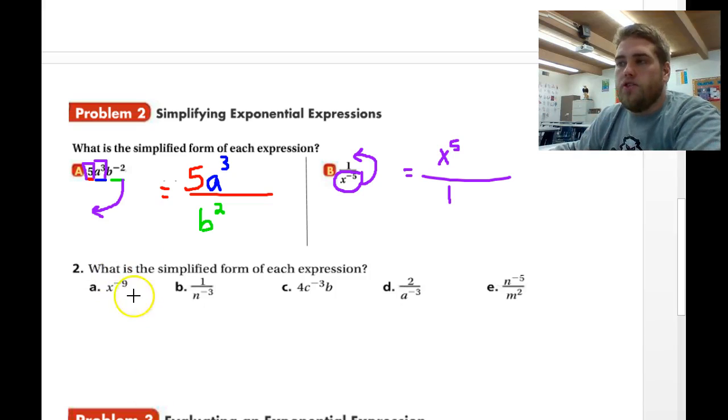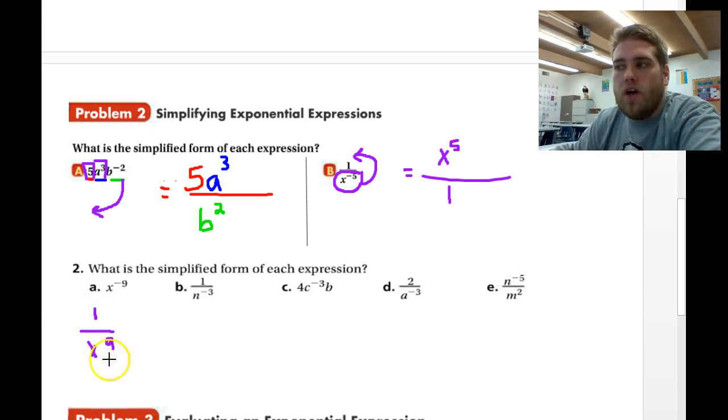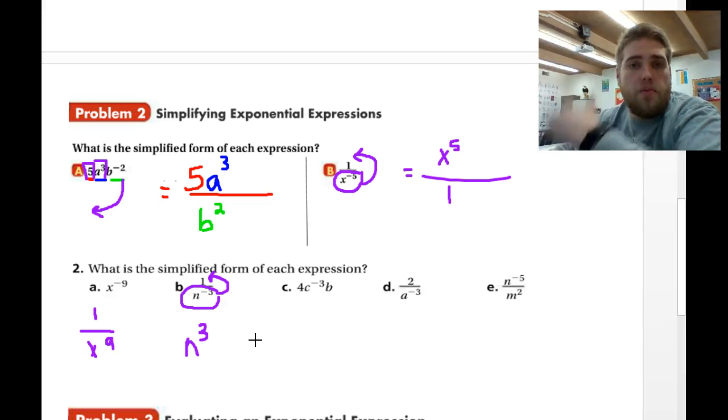So when we look at these down here, I've got x to the negative 9th. Well, can I have a negative exponent? No. If it's negative on top, I move it to the bottom. So it's just 1 over x to the 9th. On B, it's 1 over n to the negative 3rd. I can't have negative exponents, so if it's negative on bottom, I move it to the top. So that would just be n cubed. And that's all I'm doing. That's all we're doing. Just if it's negative, we flip it from top to bottom.